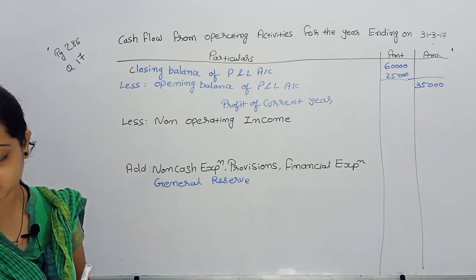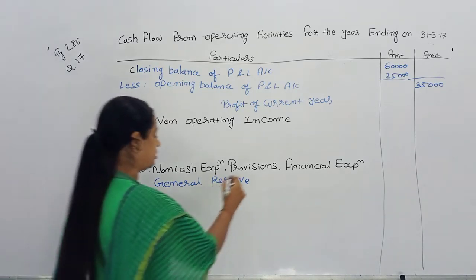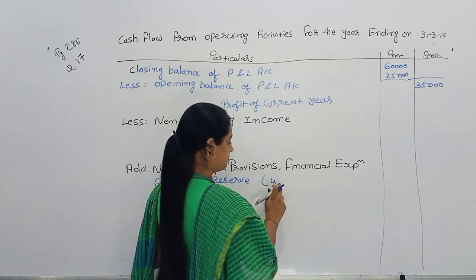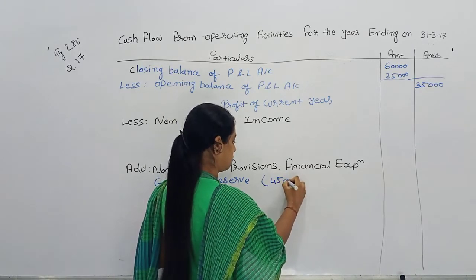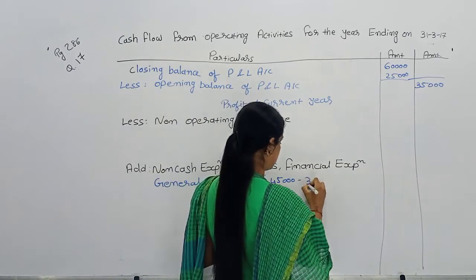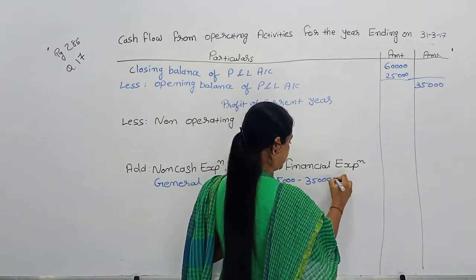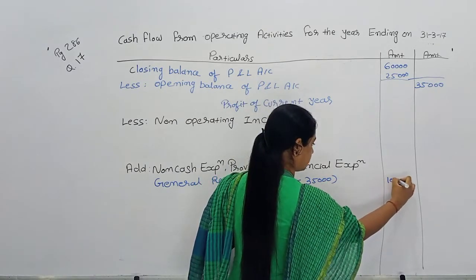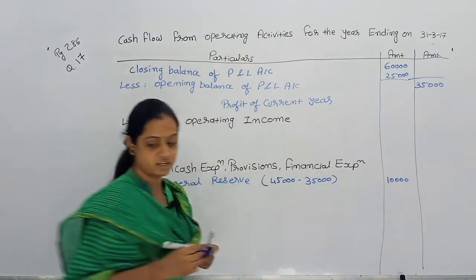In the beginning amount was 35,000, at the end of the year 45,000. In starting you have to write bigger amount, 45,000 minus 35,000. So during the year you have made provisions of 10,000 for general reserve.